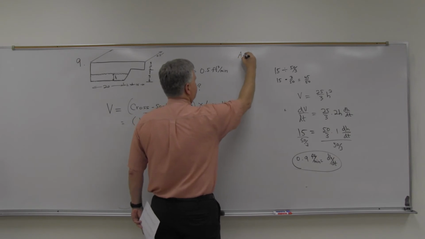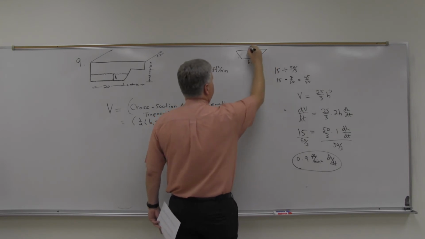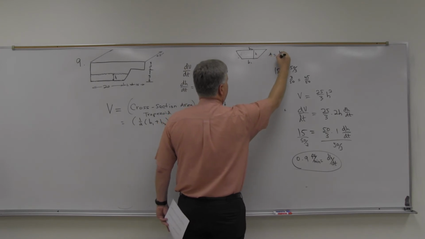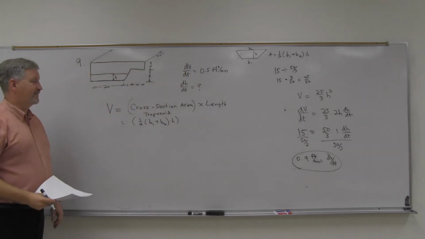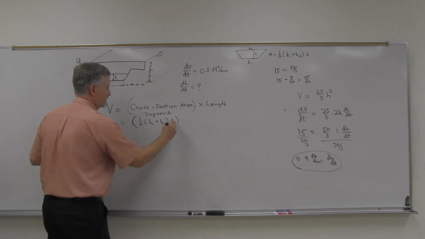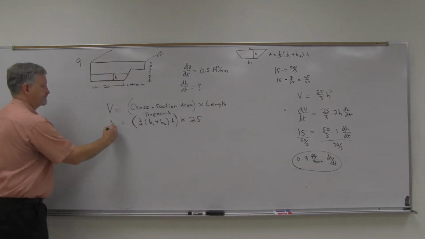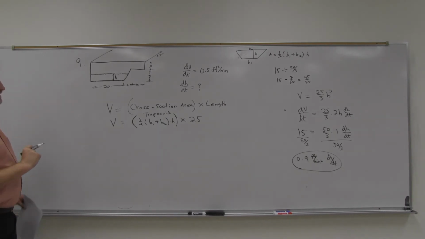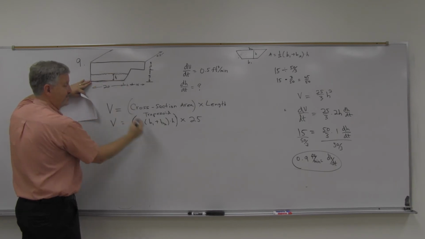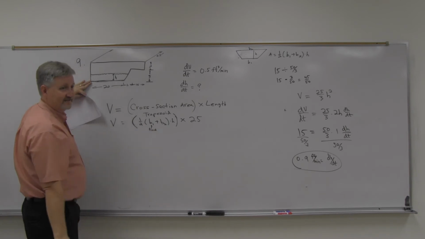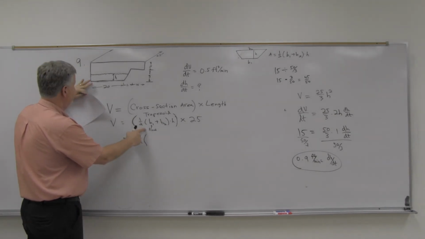Here's the area of a trapezoid. If I've got a trapezoid, this is B1, this is B2, and that's my H. So it's 1/2 (B1 plus B2) times H. That's this cross-sectional area. Good news is the length is fixed, so I can plug that in to be 25. Also good news, B1, which is this lower side here at the water level, is fixed too, isn't it? That's fixed, so I can plug it in, 20.